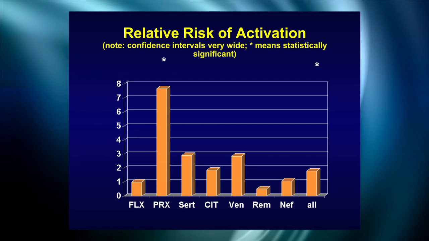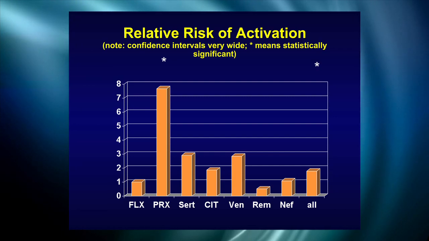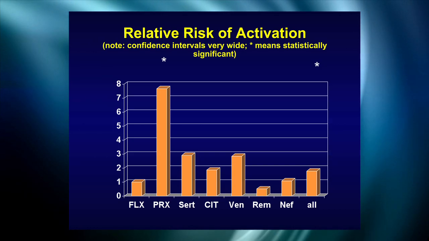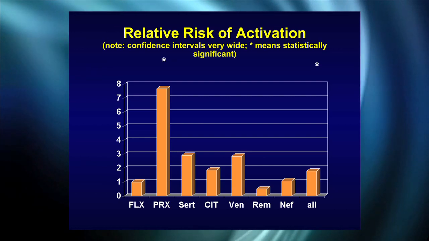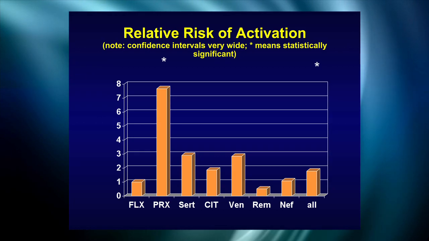And as you can see, the rates vary very much by drug. Paroxetine, Paxil has the highest rates, venlafaxine and sertraline have somewhat higher rates. The fact is you can get activation with any of the serotonin reuptake inhibitors. It's not a huge issue, but it's an issue when you see it.